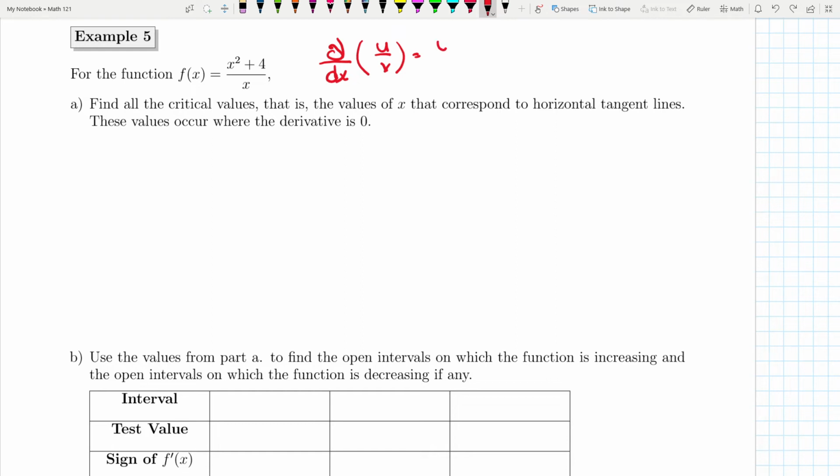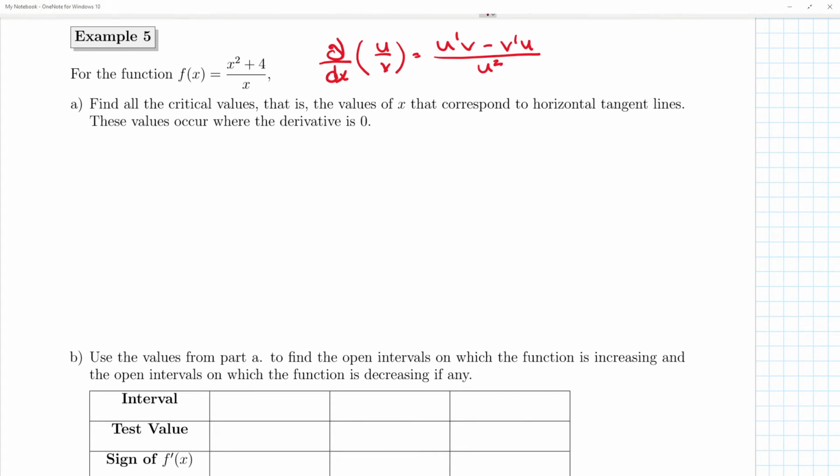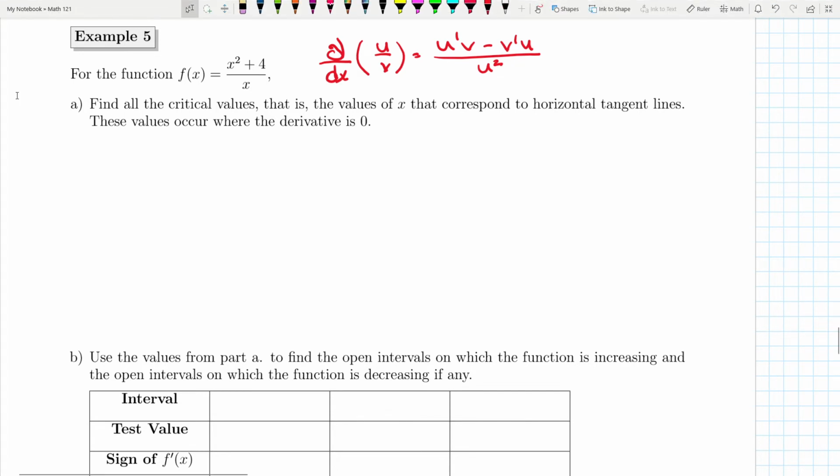So that's going to be u prime v minus v prime u divided by u squared, where this is our u, and this is our v. The numerator and the denominator are u and v. So let's take the derivative of this function using the quotient rule.